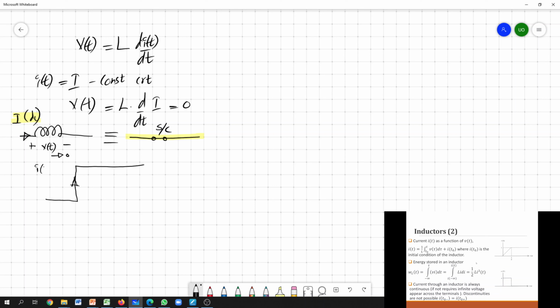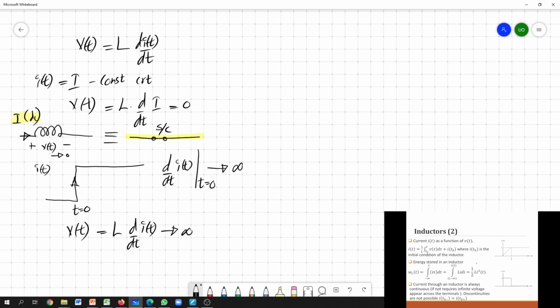So this is the current fed to the inductor. So at t equals 0, the derivative at t equals 0 is kind of infinite. So then the induced voltage across the inductor for this particular case is infinity.